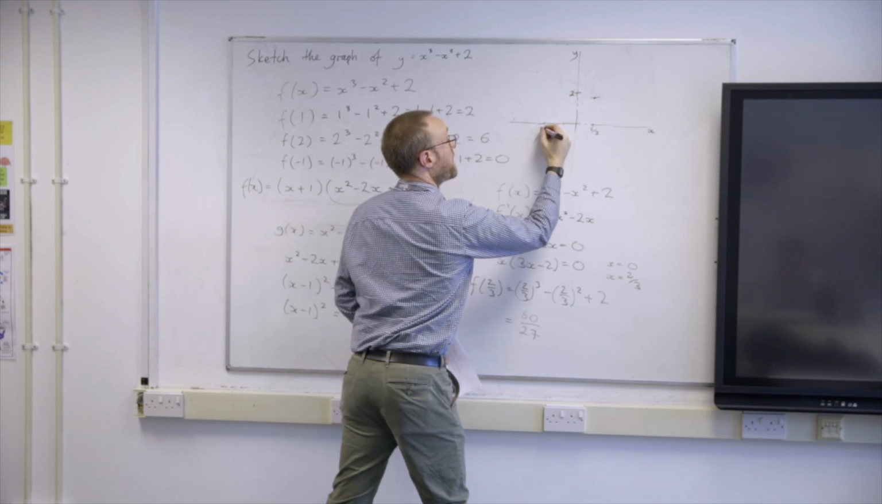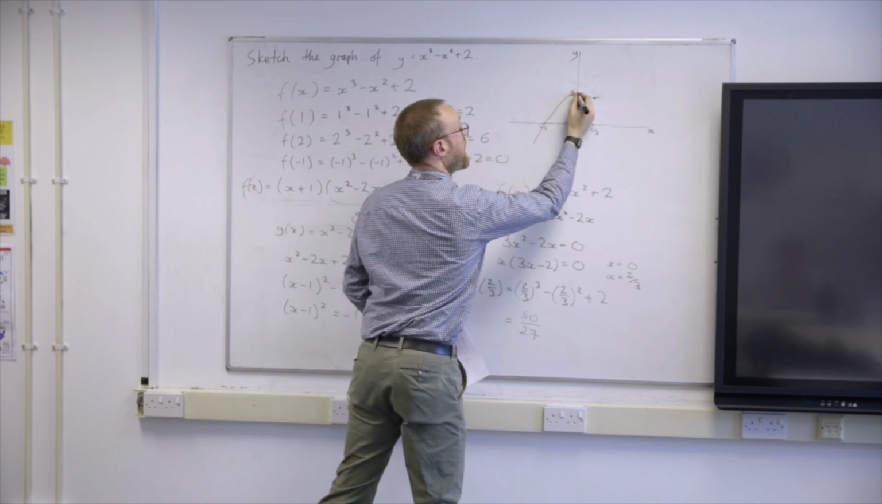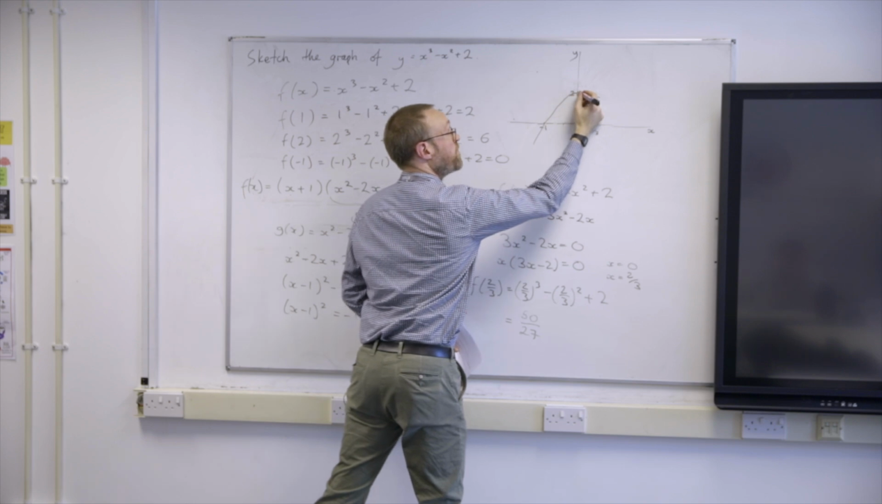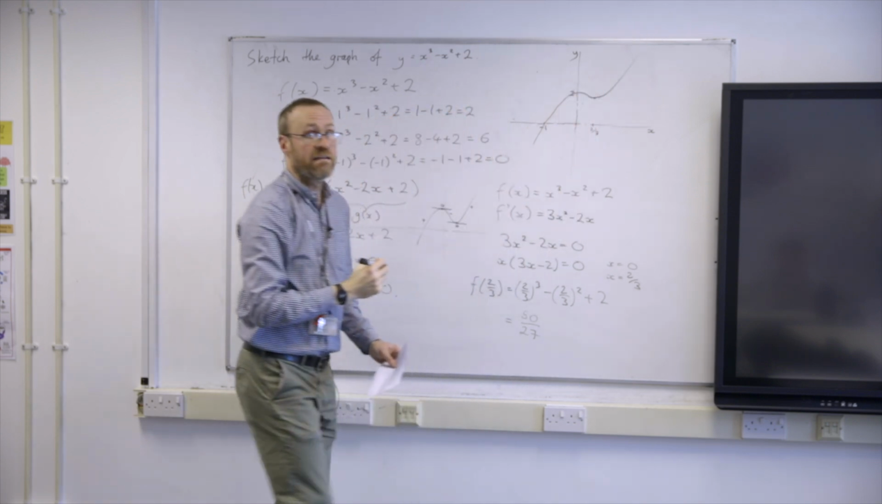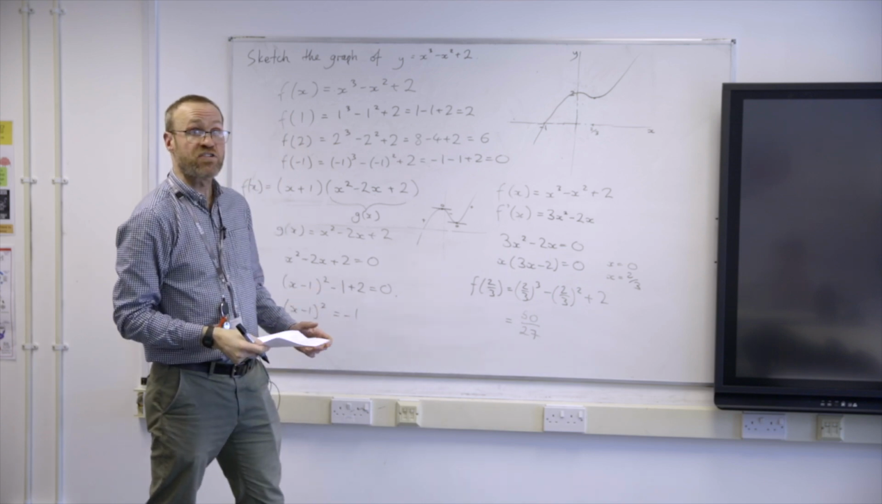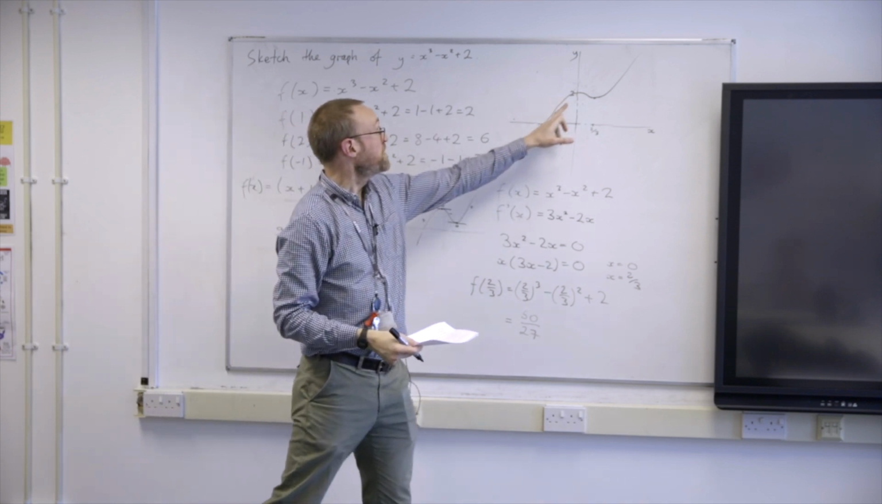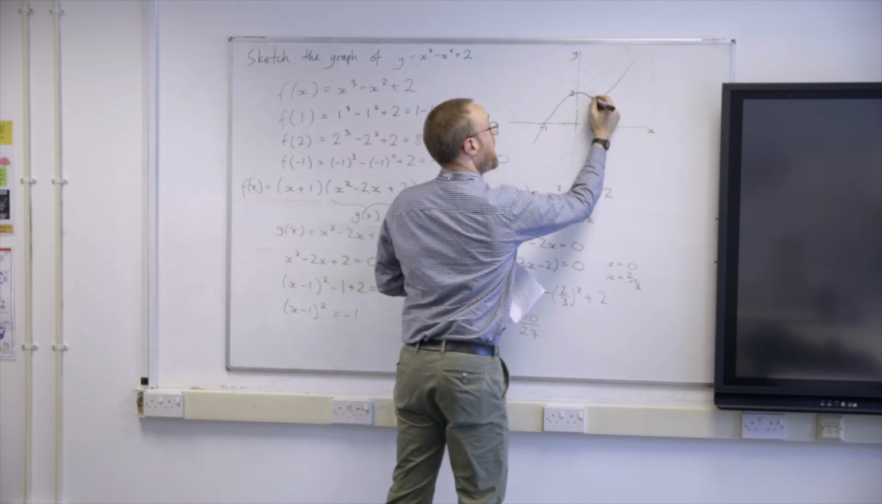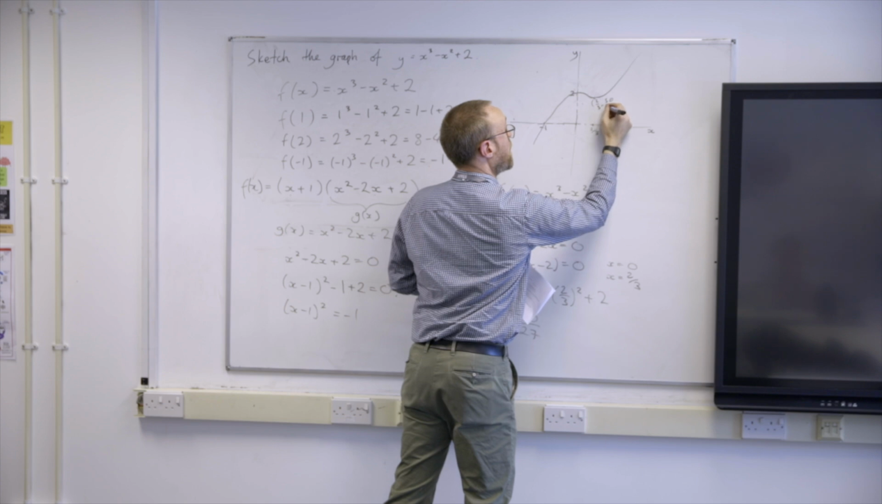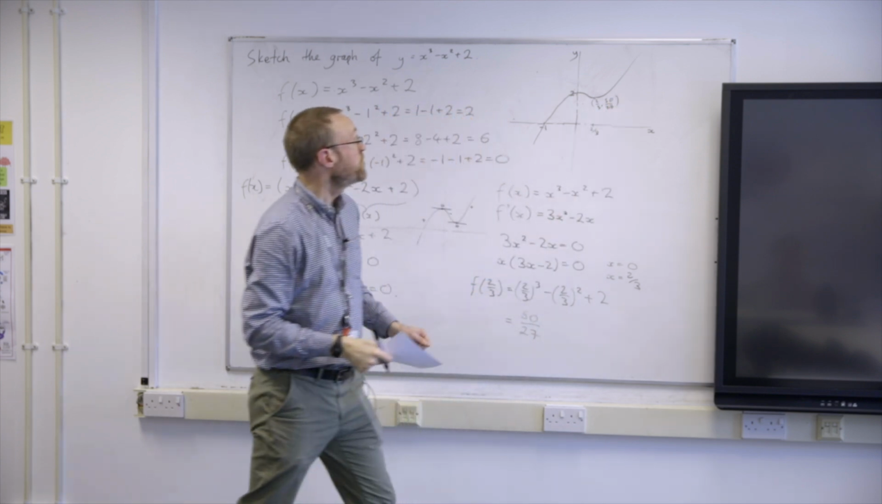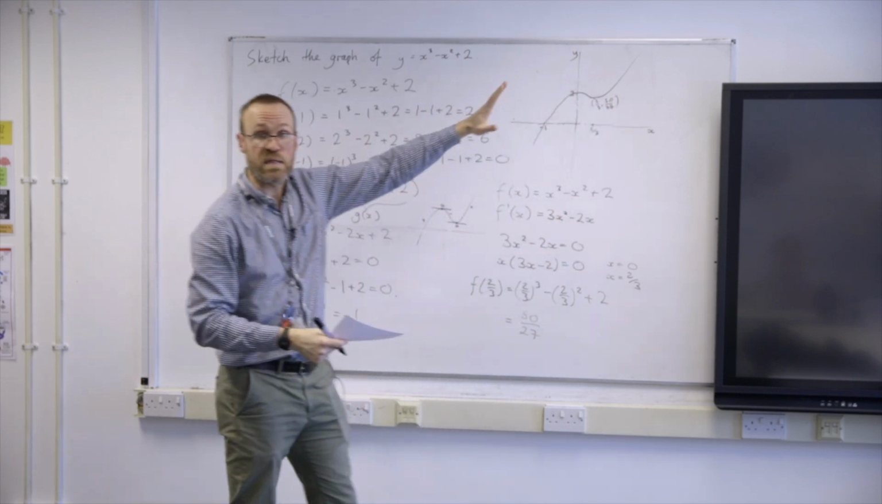I know it's going to come up like this. It's got to go flat through there, so it must go flat there, and then must come down, and then must go flat there, and then go up again. And there's my sketch of the graph with my accurate places where it crosses the axis, and my coordinates of my point here where it changes direction and then increases.